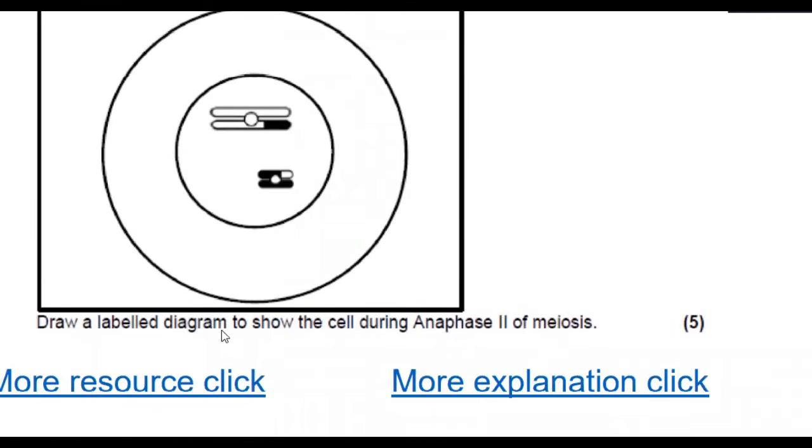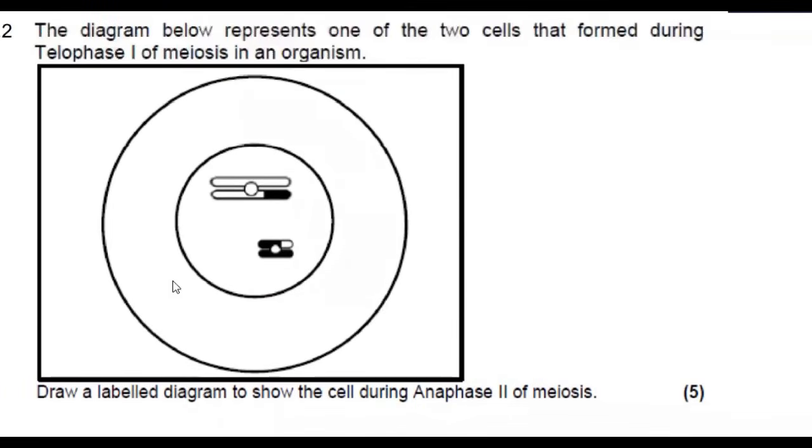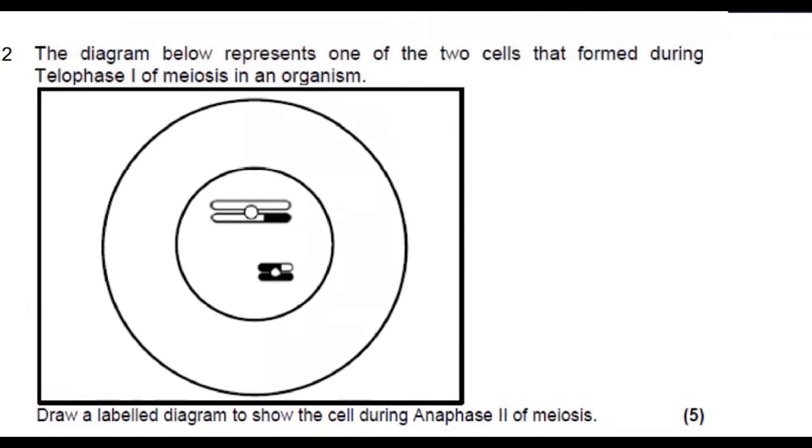So now draw a diagram to show the cell during anaphase 2 of meiosis. Now here, when I ask you to draw a diagram, you must write a title. That is the first thing, title. You cannot draw anything without a title. Use a sharp pencil. It must be neat. Someone is going to ask, am I neat when I'm writing? I'm saying you must be neat.